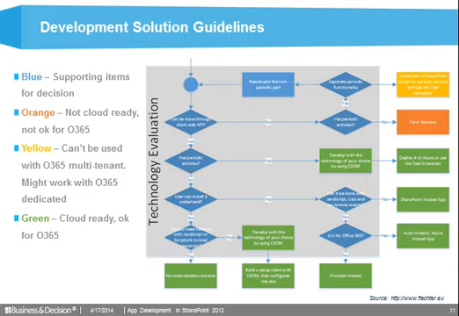This is where my app can really live. So the blue are your decision pieces here, the orange is I can't do that in the cloud. This is an on-premise only thing because it's a farm solution, a full trust solution. That's still possible in 2013, it's just not what Microsoft is pushing with the new app model. Yellow is can't be used with 365 multi-tenant, but it might work with dedicated. It just depends on the situation. And obviously green's cloud ready.